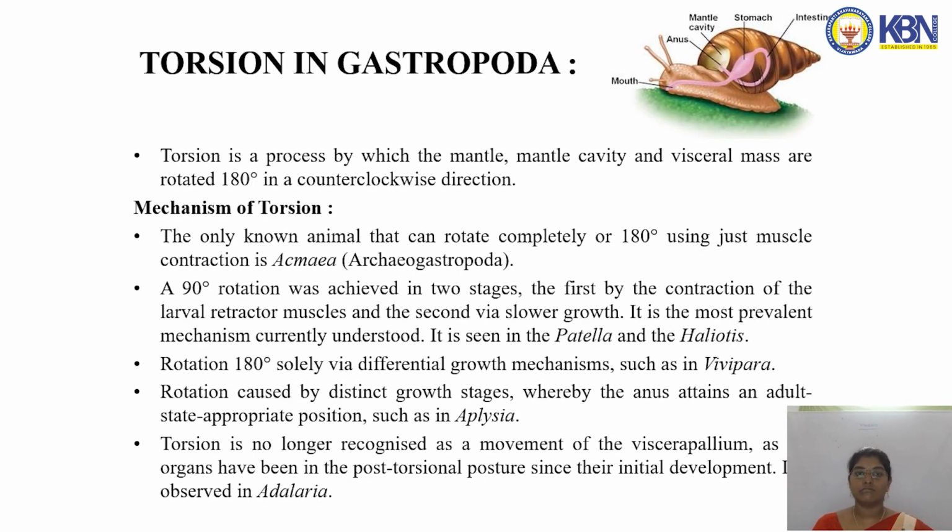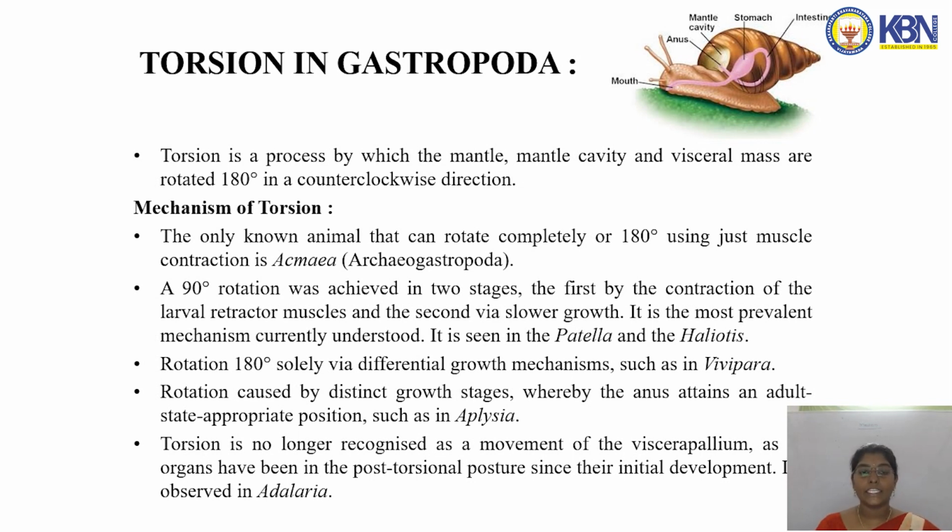Next topic, torsion in Gastropoda. Torsion is the process by which the mantle cavity and visceral mass are rotated 180 degrees in a counterclockwise direction. Let us know about the mechanism of torsion. The only known animal that can rotate completely, 180 degrees, using just mantle contraction is Echinodermata.